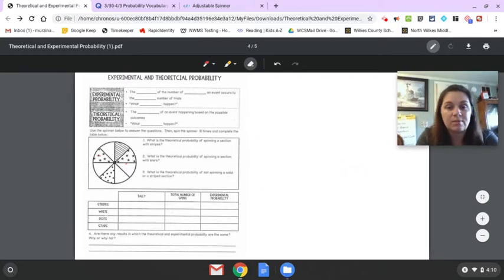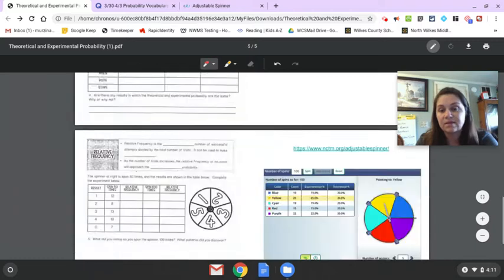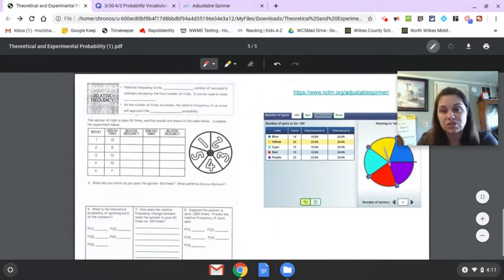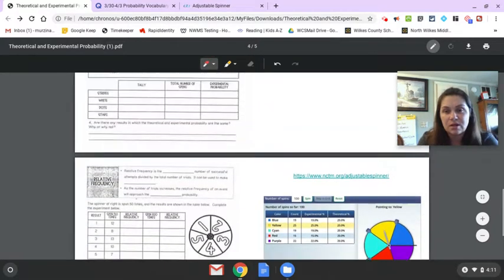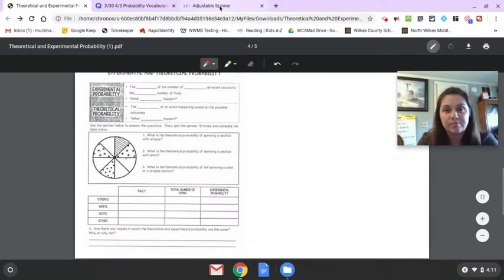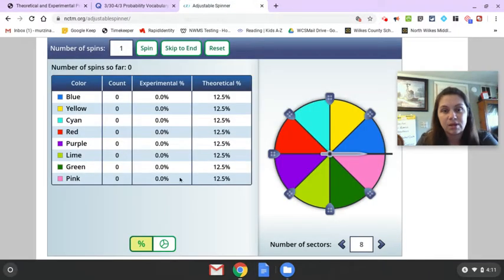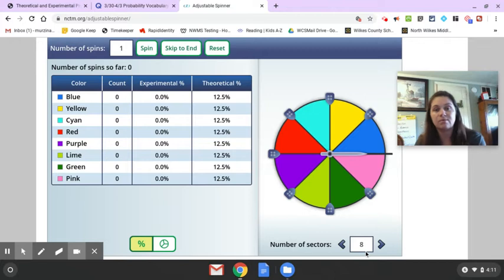Okay, for the next table, you're going to need a spinner. And I've got a link posted. If you go into Canvas, on the next page, there is a link and a picture of an online spinner. I'm going to try, here we go. So I've already set this one. You can change the number of sections in there, and I've got this one set already.